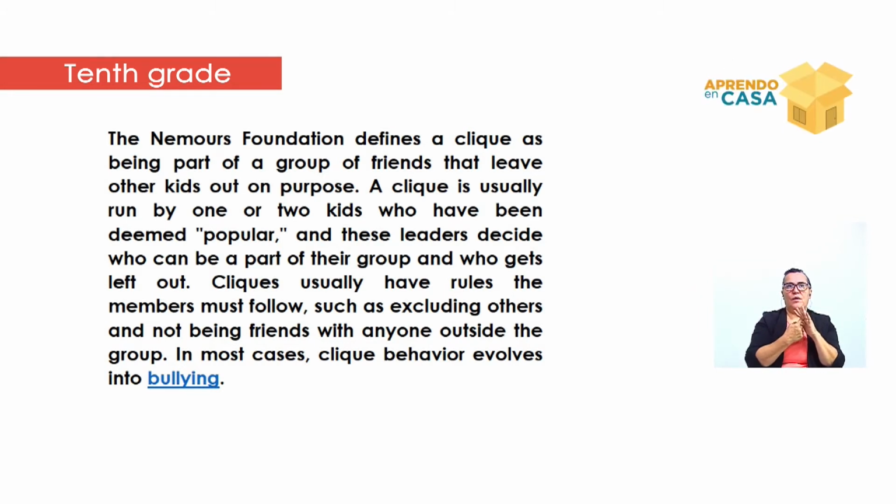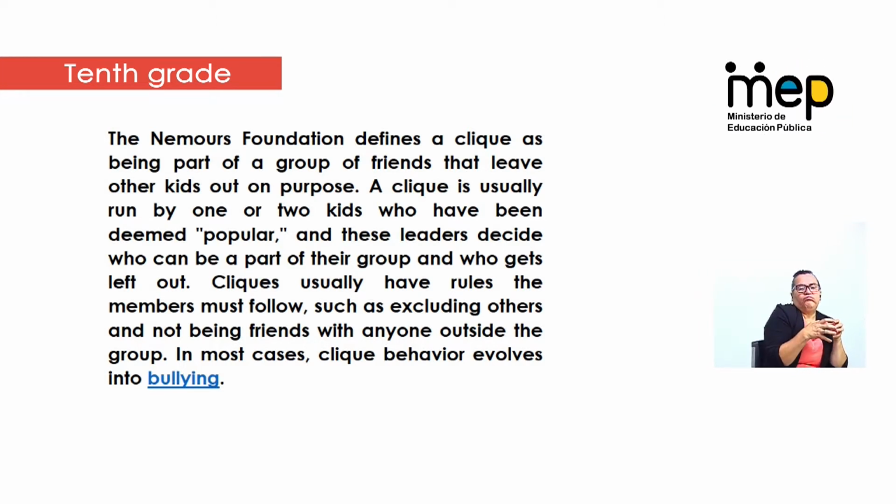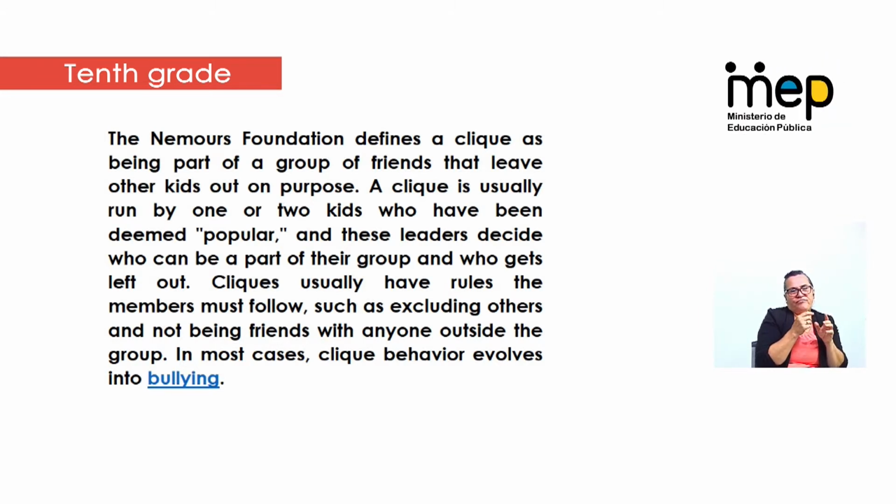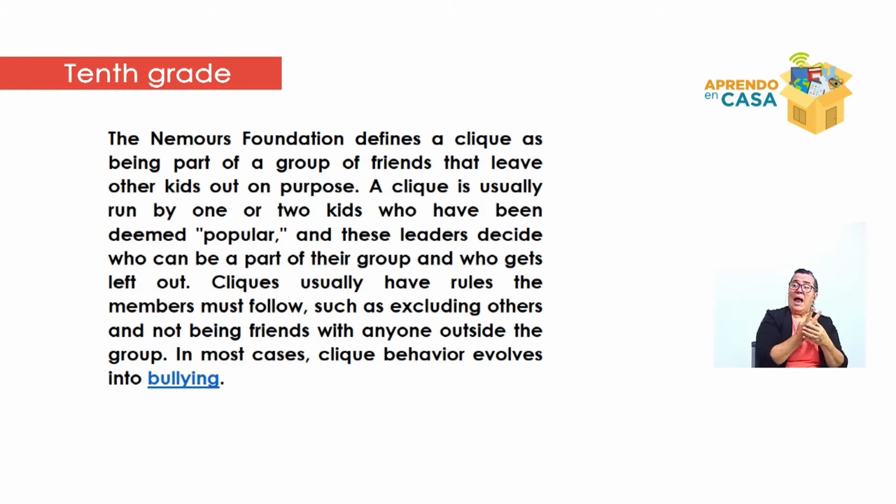The Nemours Foundation defines a clique as being part of a group of friends that leave other kids out on purpose. A clique is usually run by 1 or 2 kids who have been deemed popular. And these leaders decide who can be a part of their group and who gets left out. Cliques usually have rules the members must follow, such as excluding others and not being friends with anyone outside the group. In most cases, clique behavior evolves into bullying.